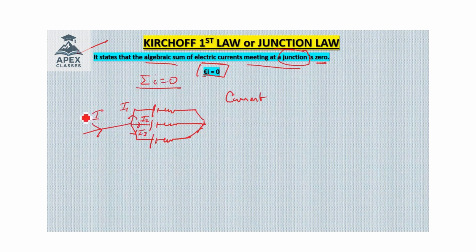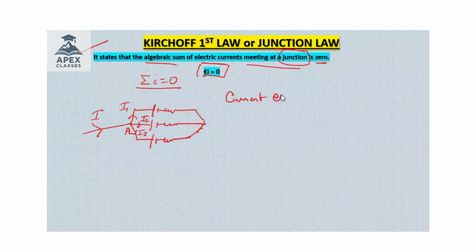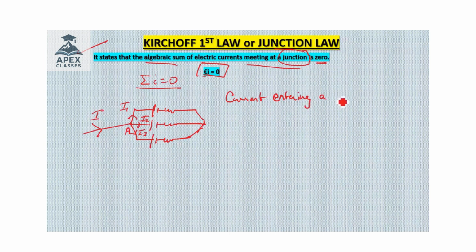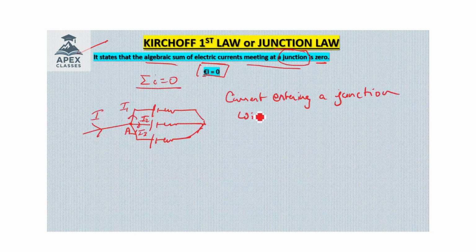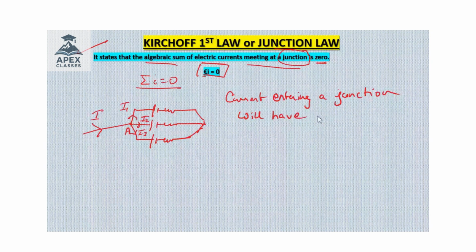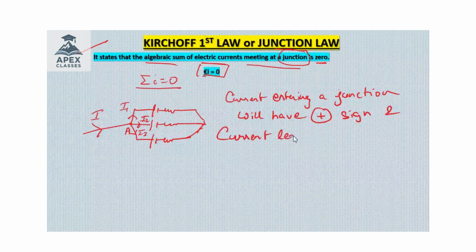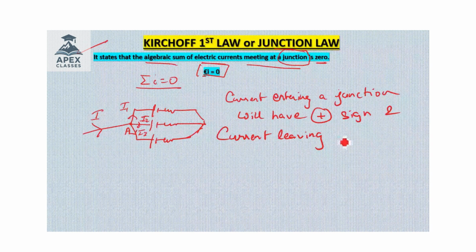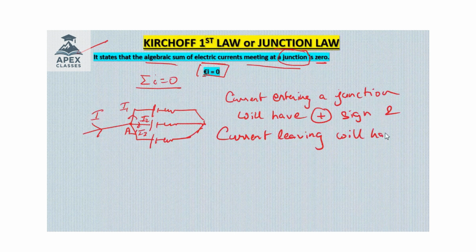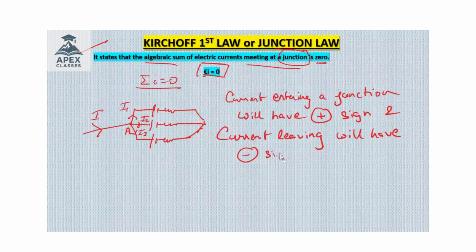entering a junction. See, this is the junction. Let us name it A. Current entering a junction will have a plus sign, and current leaving the same junction will have what? If entering is plus, then what will leaving be? It will be minus, nothing else is possible. So minus sign. Okay, let's go.